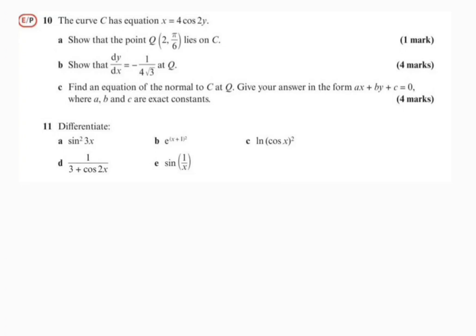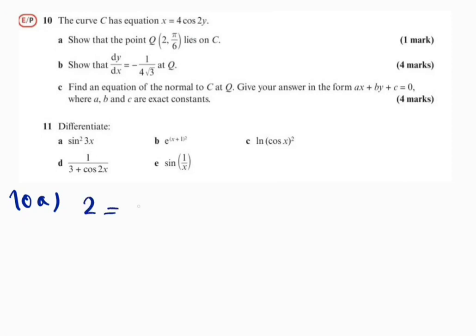Whenever the question is about showing that a point is on a specific graph, basically what we need to do is simply plug in the point, and we should expect both sides to agree with each other, or we get the same number on both sides of the equality sign. That means that point is on that graph. So here we just need to substitute 2, pi by 6 into this equation.